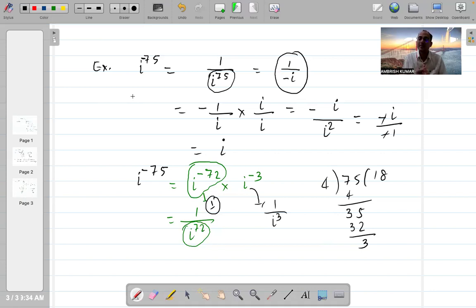Whenever i is in the denominator, always keep in mind that you have to multiply with i in numerator and denominator. Likewise, we have many important results, like when we have 4 consecutive powers of i, like i power 1, i power 2, i power 3, i power 4, the sum is going to be 0. When you have i power 10 plus i power 11 plus i power 12 plus i power 13, that also is going to be 0, right?